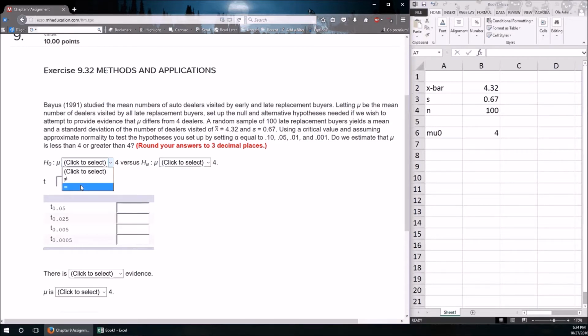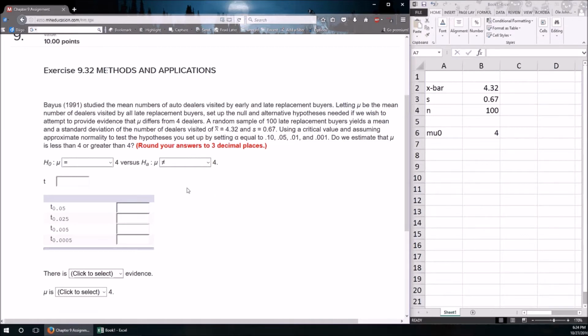Now, if you remember from the book, the null hypothesis can only be one of 3 options: equal to, less than or equal to, or greater than or equal to. Your null hypothesis must be one of those 3, which means the equal to is the correct answer here. The alternative, if you remember from the book, has to be either greater than, less than, or not equal to. And here, not equal to is the only option, so that's got to be what it is.